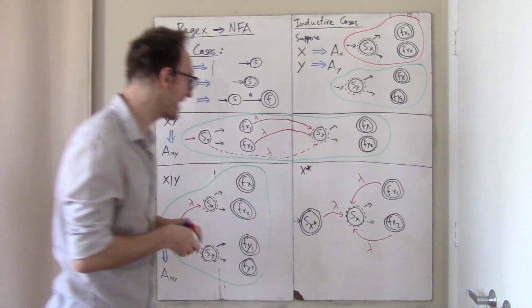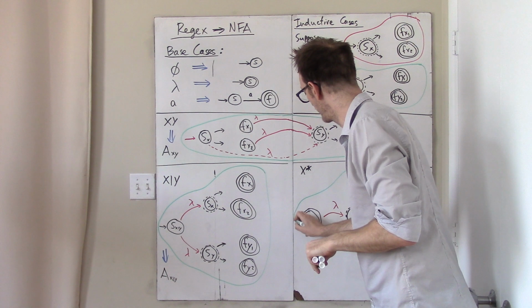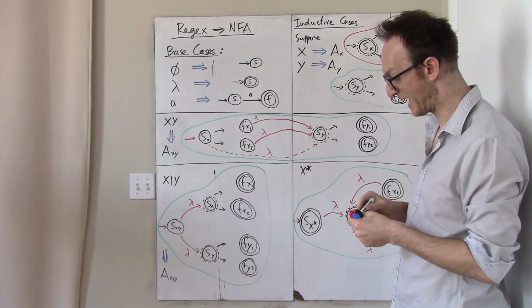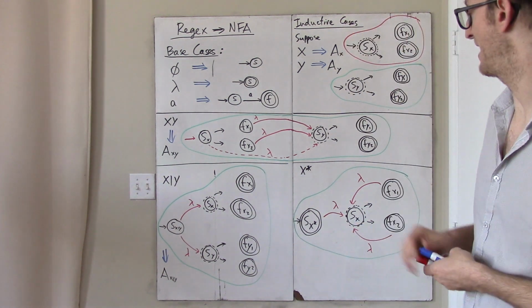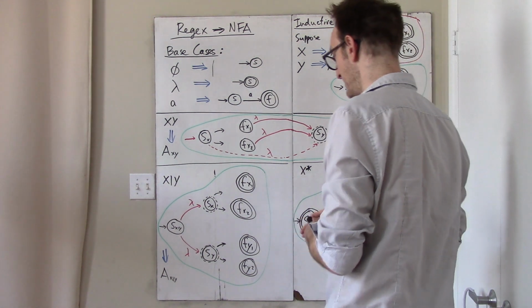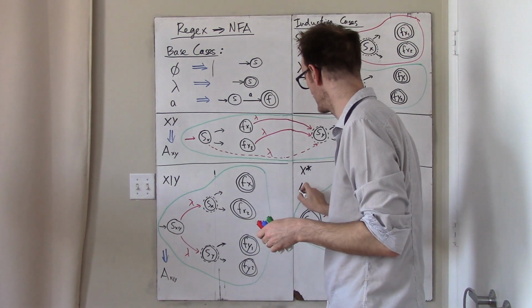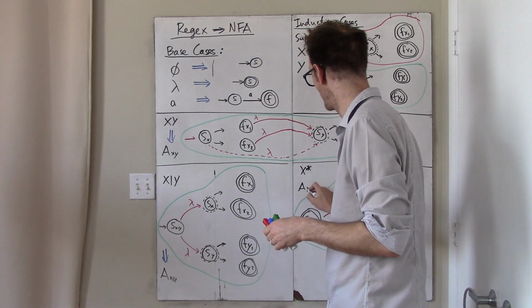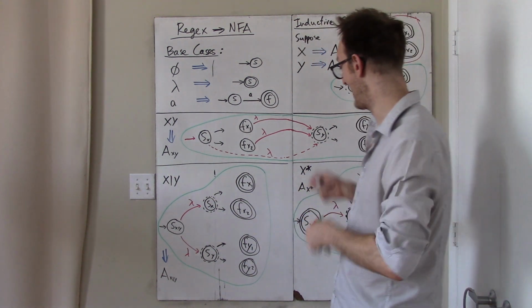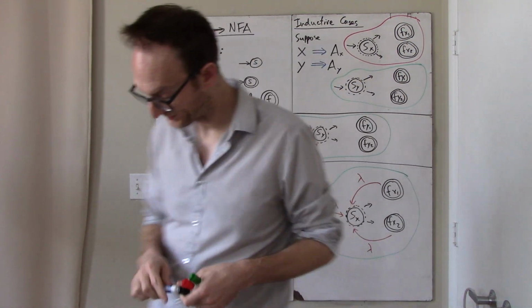Okay, this is a lot of talking to just say, here's your machine. I put a green blob around it once again, and I've now presented, and argued a little bit, maybe casually, that this machine, which I'm calling AX star, does the job and represents x star.